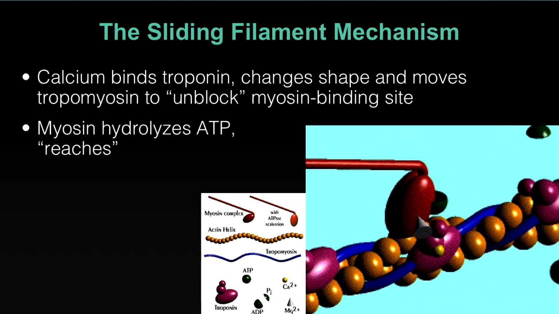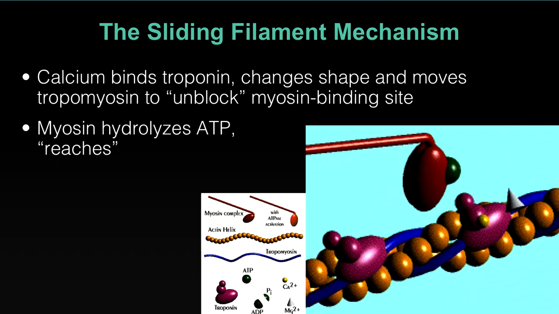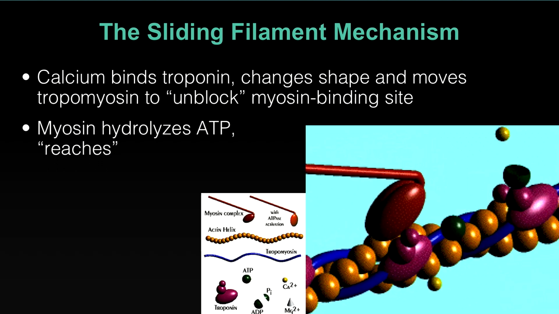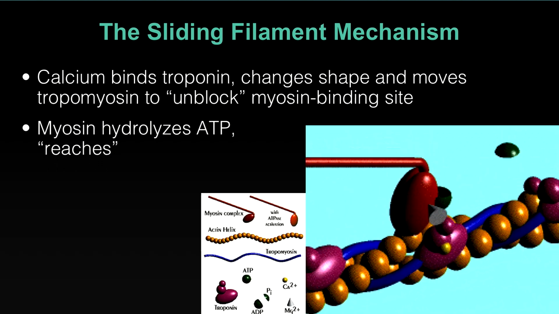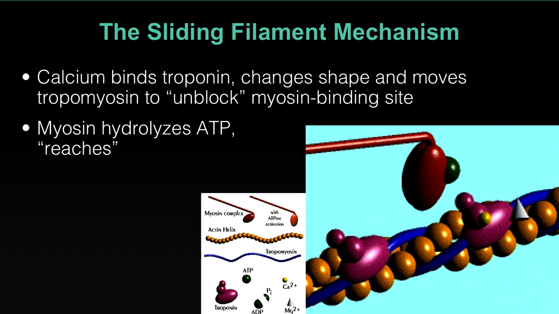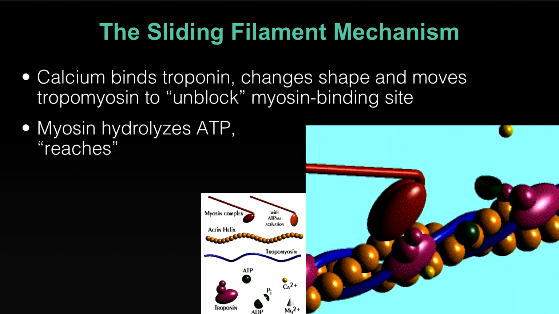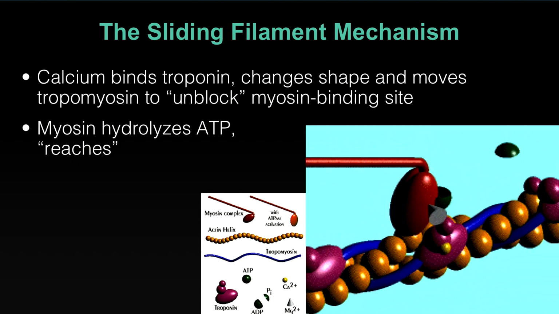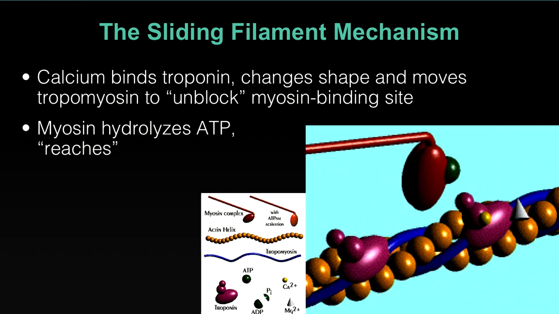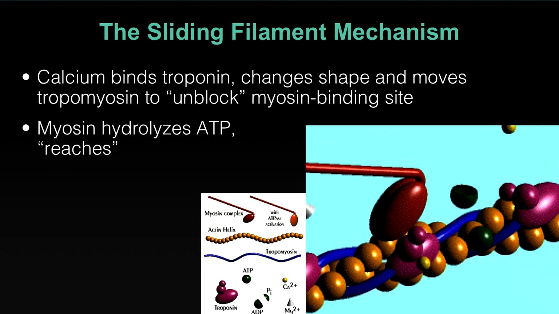So myosin binds. Myosin binds, and at this point, I'm going to assume that we have ATP present. We'll come full circle, but myosin binds with ATP and then breaks down that ATP, hydrolyzes that ATP. Hydrolyzes is a fancy chemistry word for breaks apart with water.